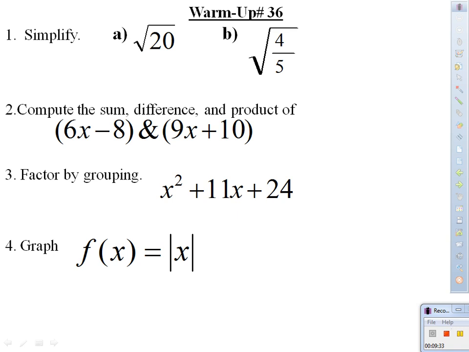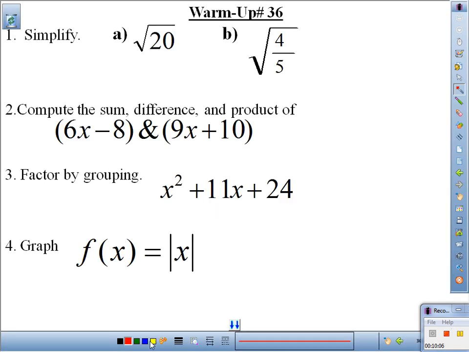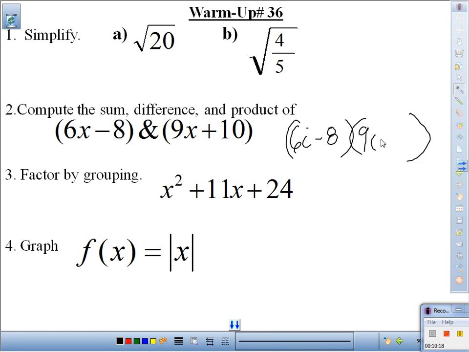We got this? I'm going to give you just a look ahead as to what it's going to look like with imaginary numbers. If I was to multiply these two, we know what the process is. However, let's say I substituted x with an imaginary number: 6i minus 8 and 9i plus 10. And the process is the same. So that's why if we know the process, all we have to worry about is the simplifying of the imaginary numbers towards the end. Does that make sense?